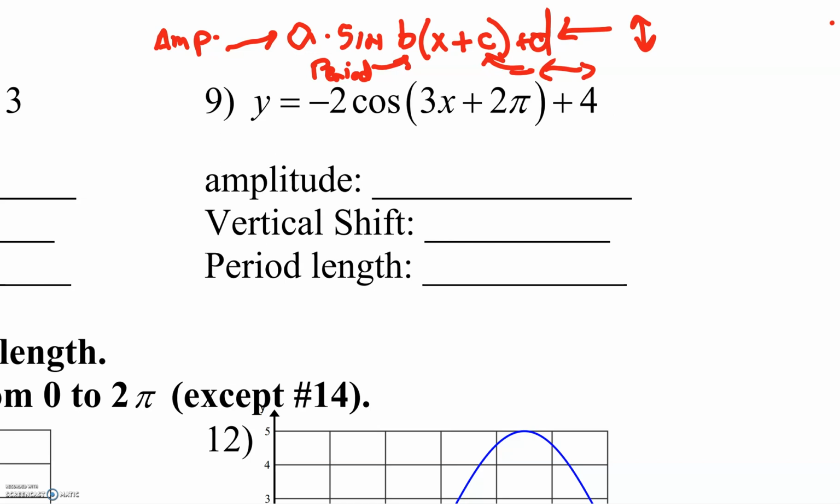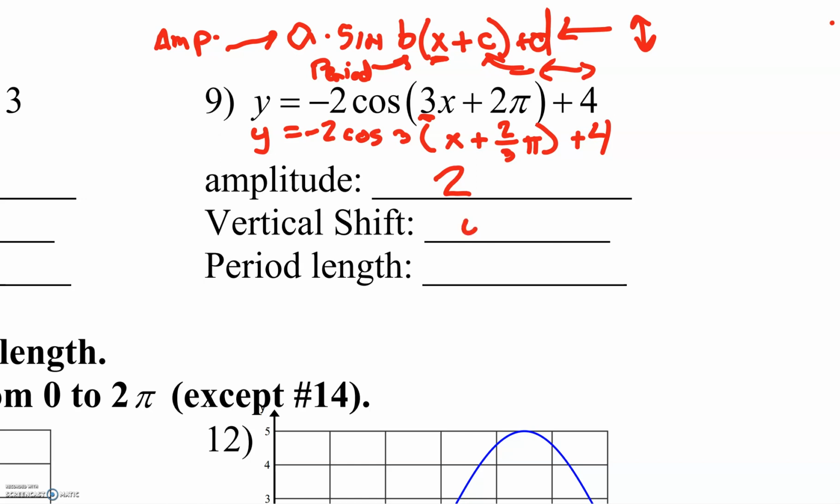So first off, we need to factor out that 3 because there's only a 1 in front of the x. We need to factor that 3 out. Now if I factor that 3 out, this part here becomes 2/3 pi, because if I multiply the 3 in, the 3's would cancel. Now the amplitude is 2. Don't say the amplitude's -2, it's 2. What that negative is going to do is flip the graph vertically. Now the vertical shift is up 4, okay?